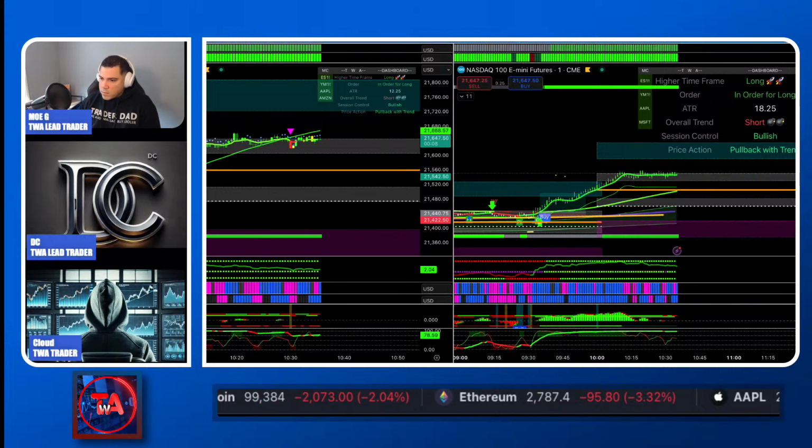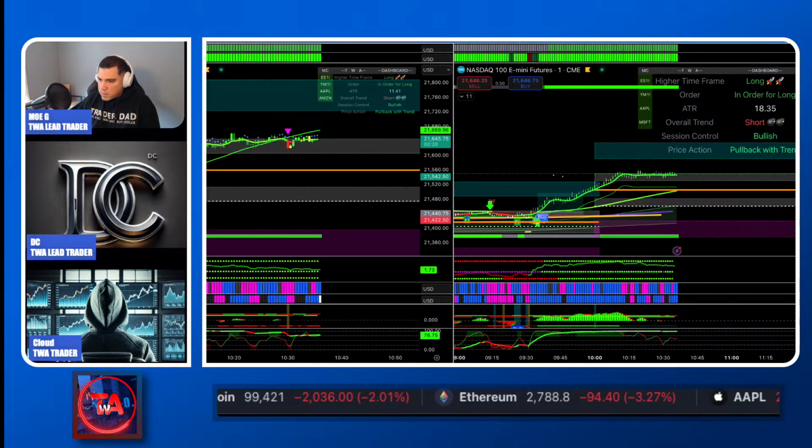I'm more mad that I didn't take the ES trade. Honestly, that's 20 points for my entry. And I called it out again. I keep calling these nice trades out, 25 points, and I don't take them.